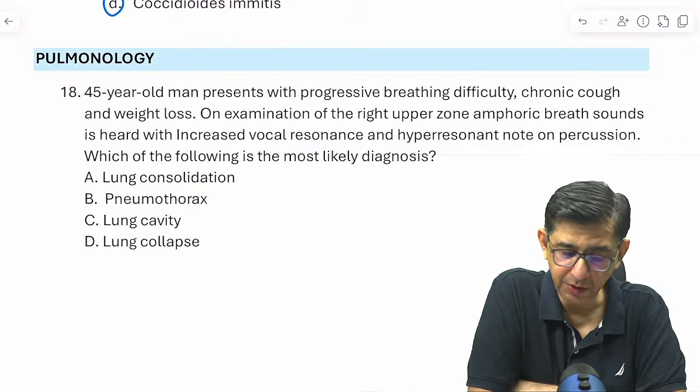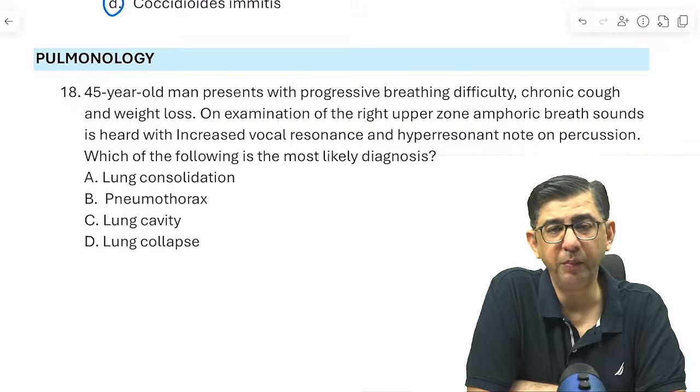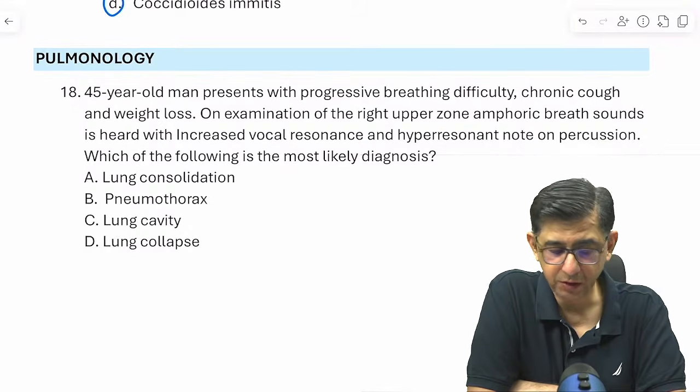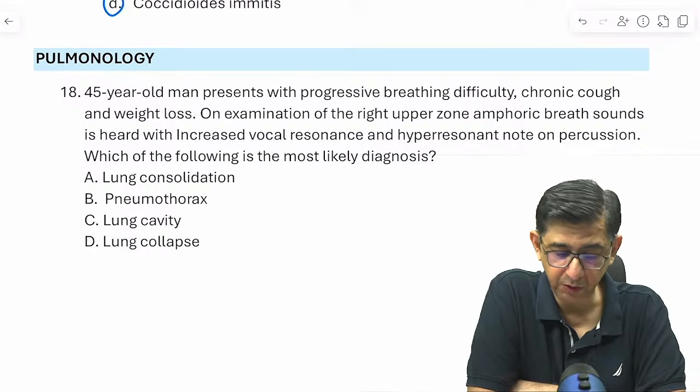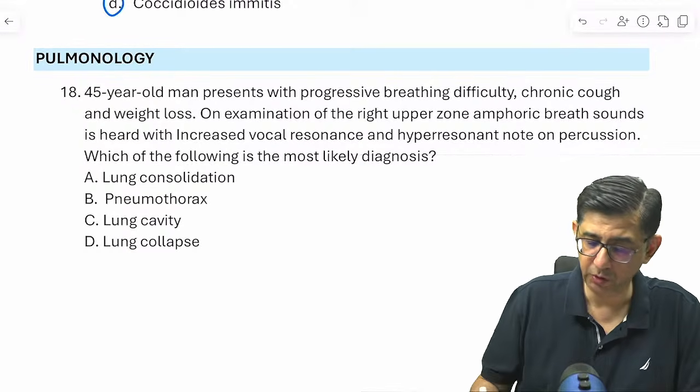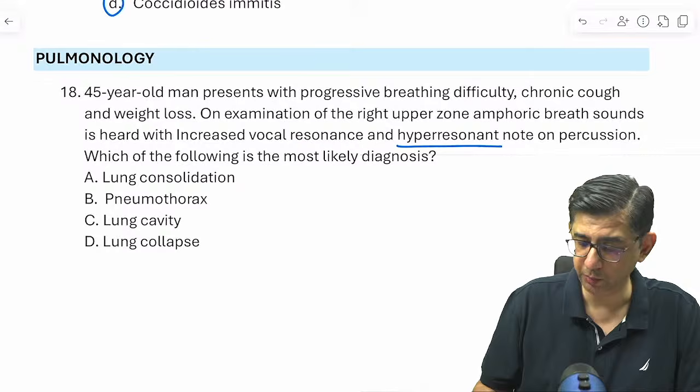So the next question says this is a 45-year-old man. He came with progressing difficulty, and then there's a cough, there's a weight loss, and certain findings which are given are very, very classical. Like there are amphoric breath sounds with increased vocal resonance and hyper resonant note on percussion.